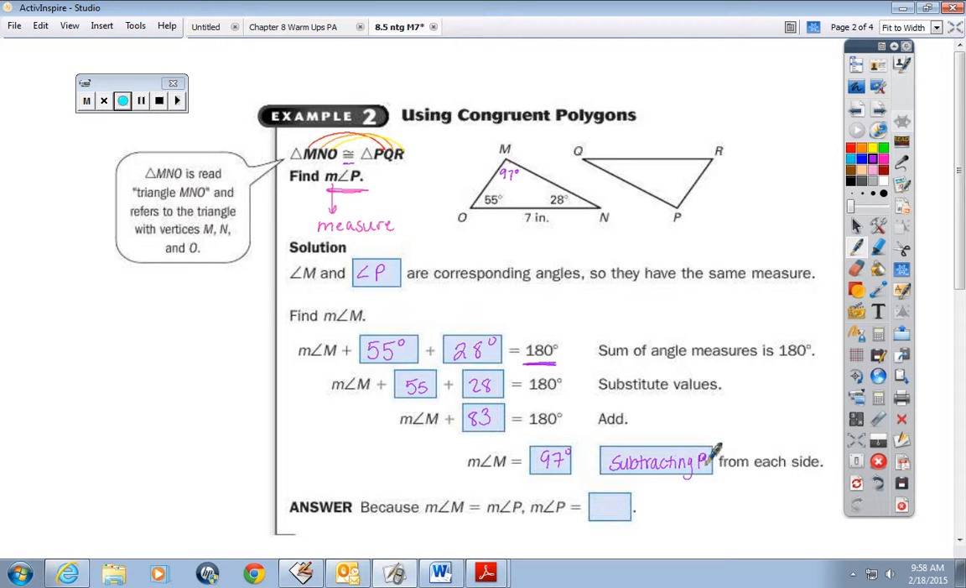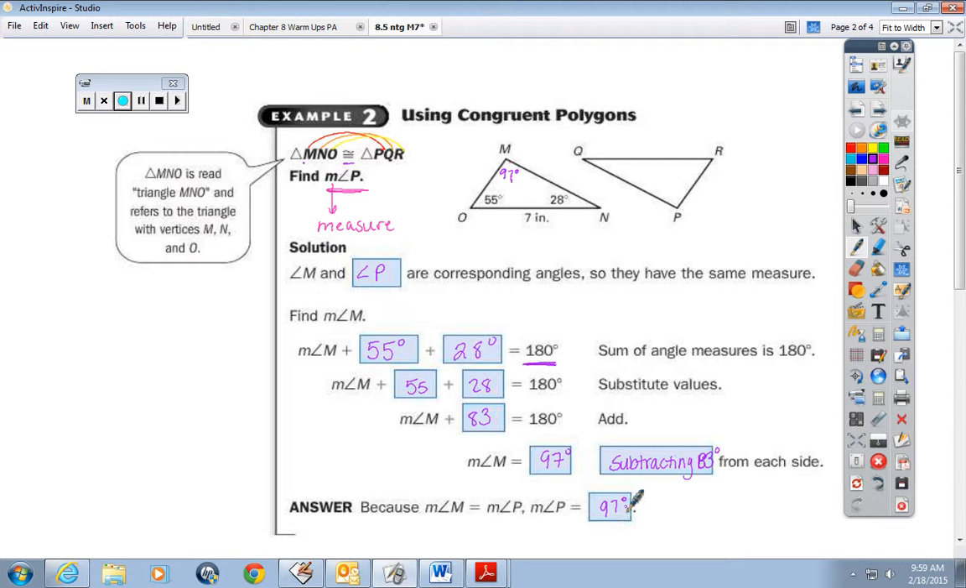So from here, I go back and I look at my little rainbow. I know that the measure of M and the measure of P are equal. So I just found the measure of M. It's 97. Because the measure of M equals the measure of P, guess what the measure of P is? It is also 97 degrees. And that would be your answer.